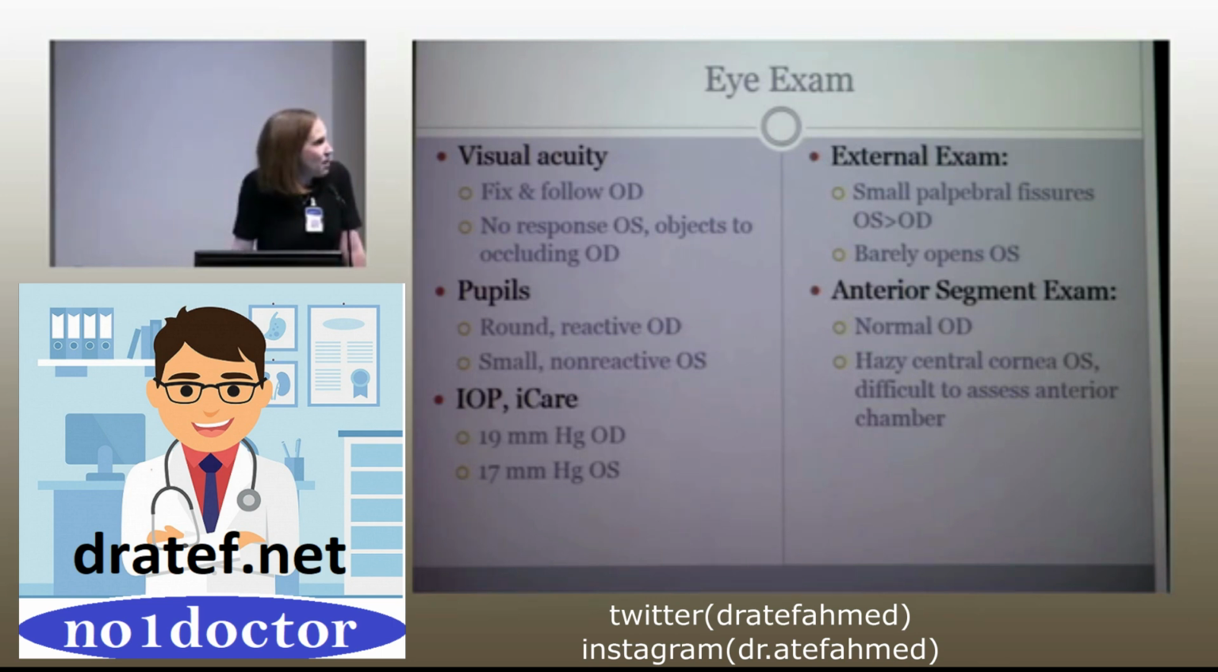He had pretty small palpebral fissures. He was a half Asian kid, so he didn't open either eye a lot, but the left eye barely opened at all. The anterior segment exam on the right eye was clear. When I could get the left eye open, he had a hazy central cornea there, and it was difficult for me to look at the anterior chamber.